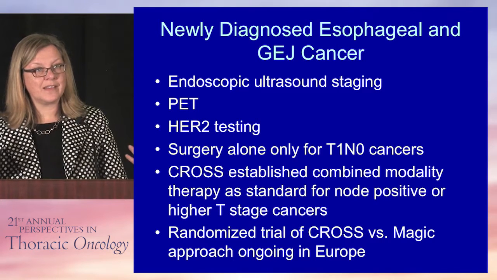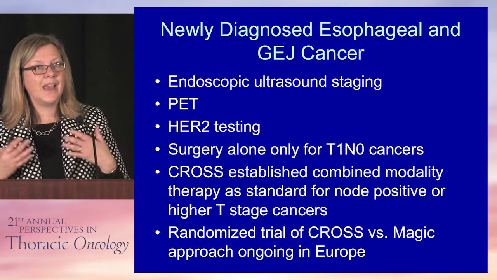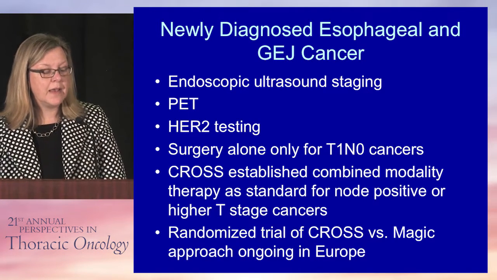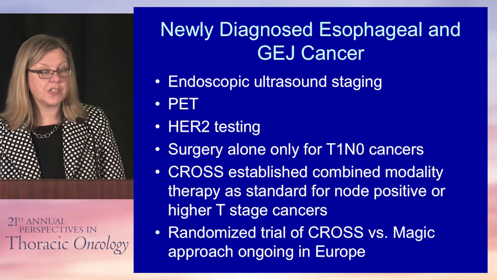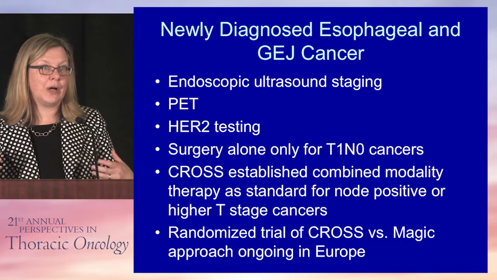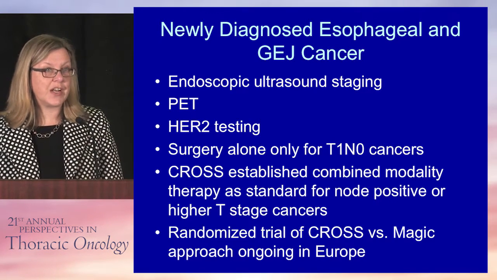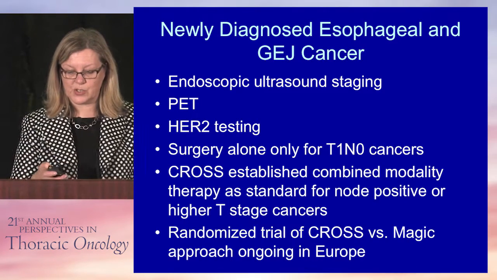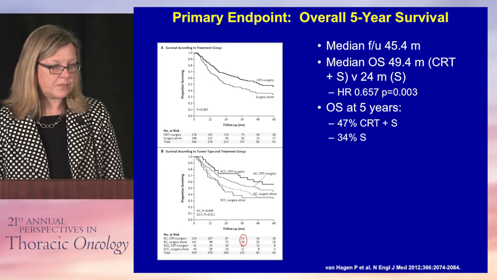Because of the fact that the systemic therapy is less in CROSS than it is in MAGIC, and the principal way that these patients fail is with distant disease, and because of the morbidity of radiation, there is some interest in figuring out whether or not their patient selection criteria or whether overall one of these strategies is better than the other. And in Europe, there is a large randomized trial currently ongoing comparing CROSS with MAGIC.